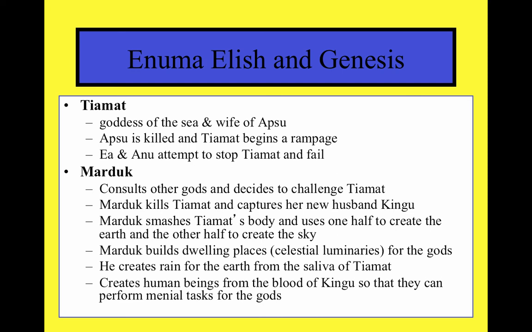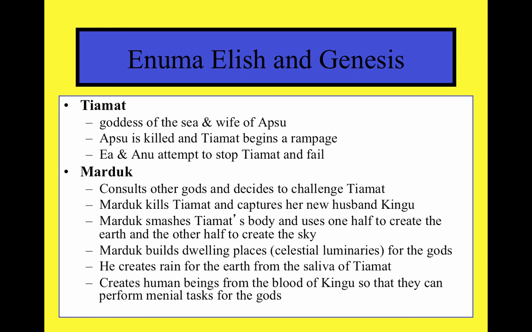So if you look through that Enuma Elish story in the text, you see that you have this Tiamat goddess who seems to be on a rampage and kind of crazy, and Marduk gets the other gods together and kills Tiamat and her husband and creates the world from their bodies. And in the Enuma Elish story, humans are created from the blood of Kingu, and their job is to perform menial tasks for the gods.